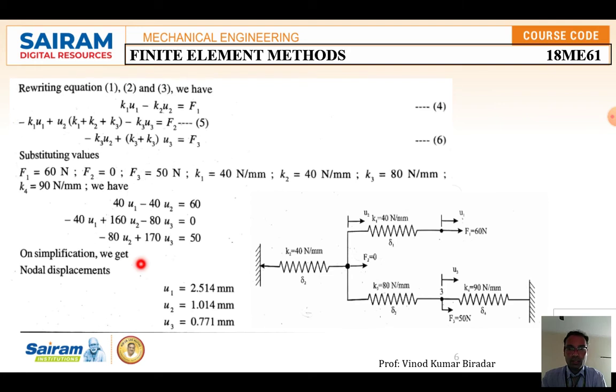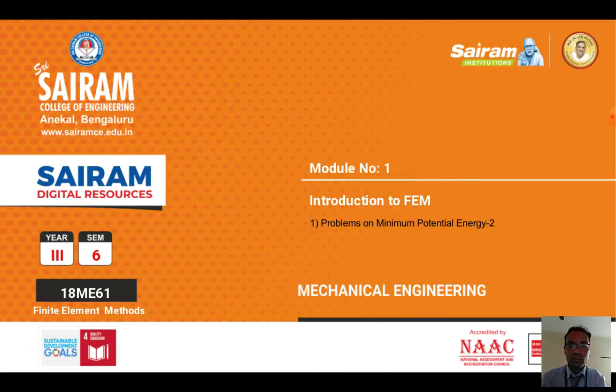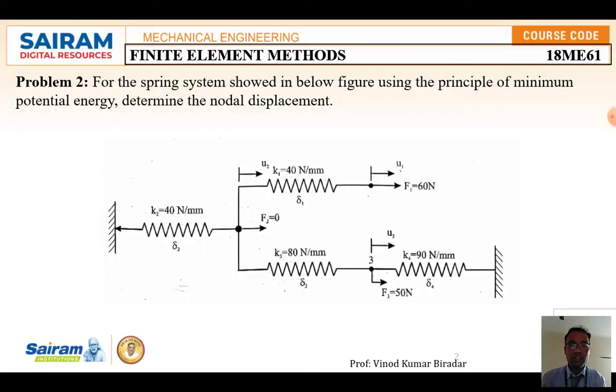Once you calculate, u1 means the deflection at u1 here will be 2.514, the displacement at u2 at this place is 1.01 and at u3 at this place 0.771. So this is the displacement we can calculate by using minimum potential energy for the given spring mass system. Like this you have to solve the numerical problems based on minimum potential energy. It's very simple to solve numerical problems, but you have to analyze how you are going to consider the deflection at each node. That is very important here. Once you understand that, you can solve them easily.